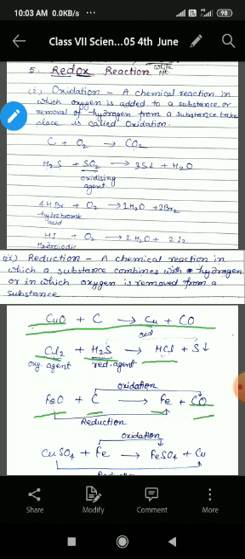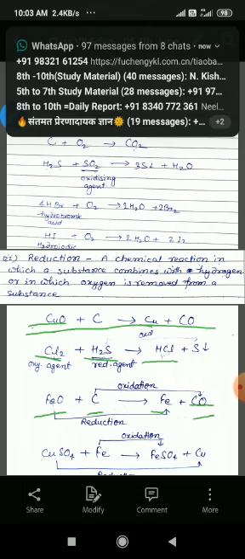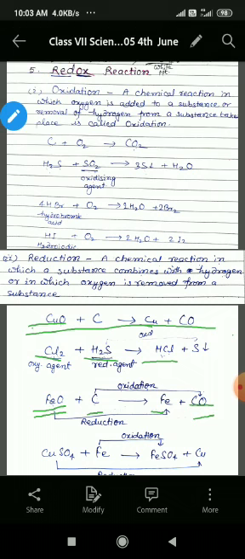And at the same time, you can see here before the reaction with iron, oxygen was there, but after the reaction, oxygen has been removed from iron. You can see here, oxygen has been removed from iron. So removal of oxygen from a substance is known as reduction. So here you can see, students, at the same time both reactions are taking place. That's why the reaction is called redox reaction, students.